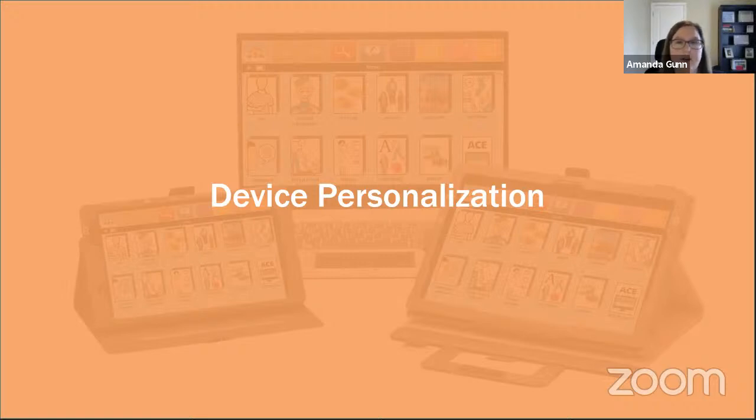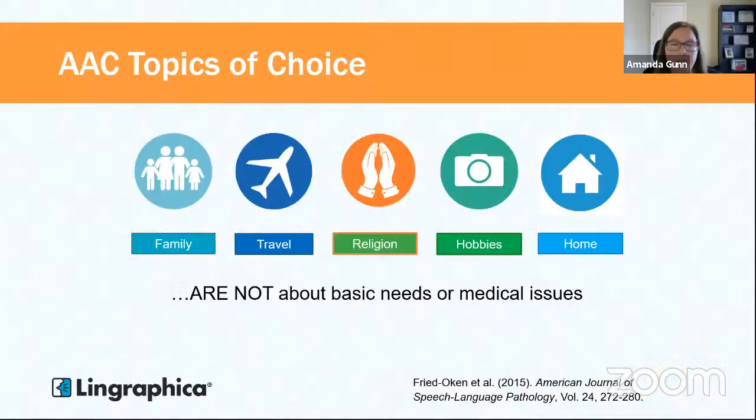Once we've identified goals that our clients want to work on, how do we get that onto an AAC system so that they have the vocabulary that they need to access? We know that personalization is so important to overall AAC device success. We've seen this here at Lingraphica, but I also want to share this research from Fried Oken and her colleagues. They were looking at adults with degenerative cognitive linguistic disorders and low-tech communication boards. Although we're focusing on high-tech AAC, this is looking at low-tech communication boards.